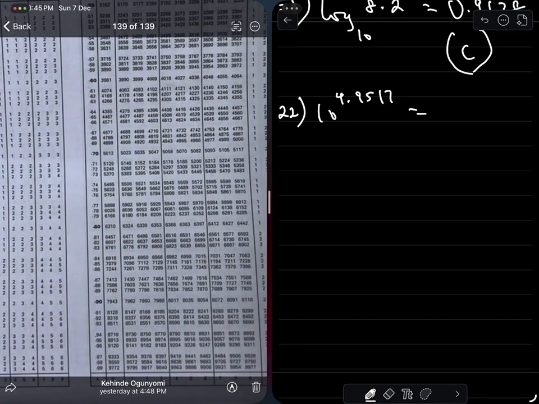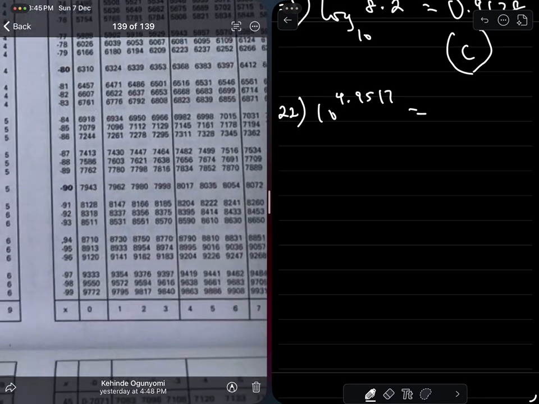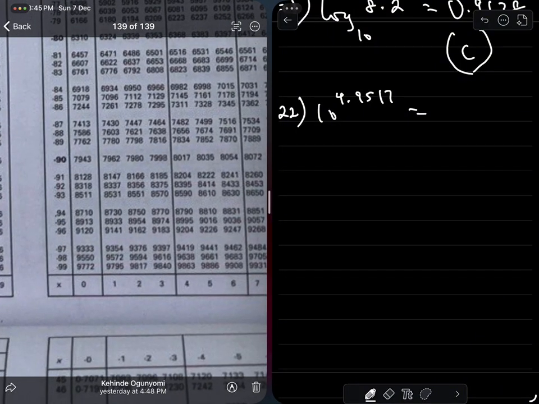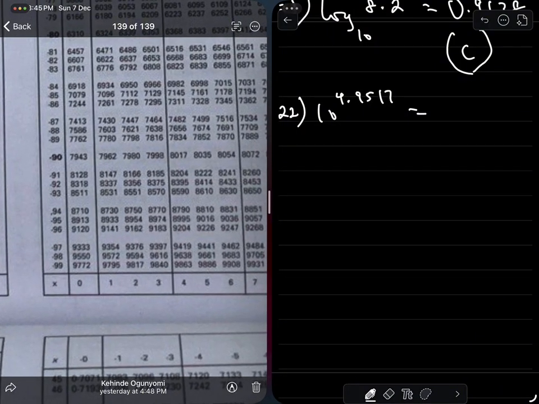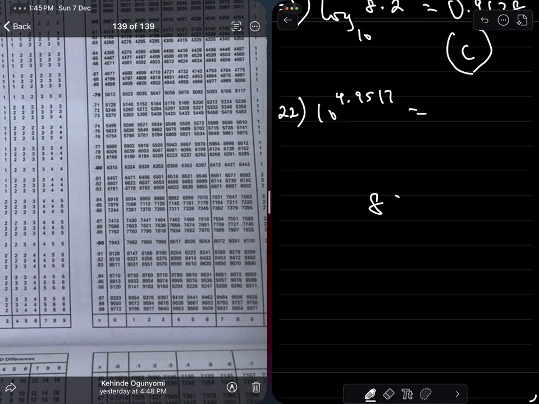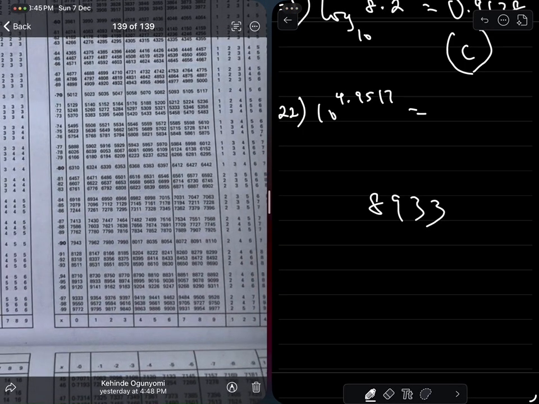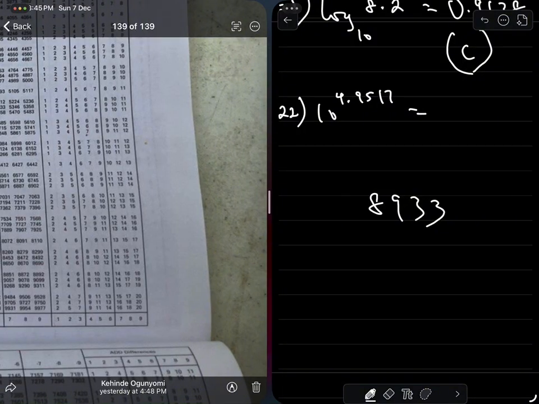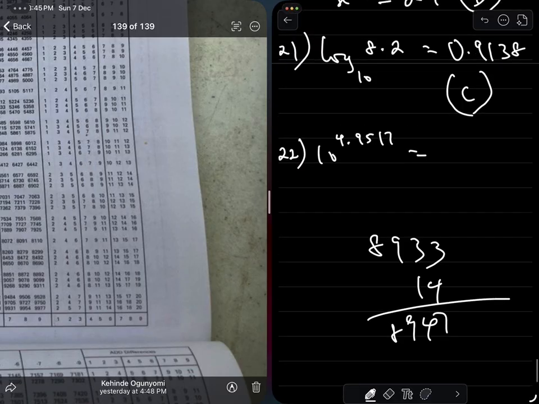What's 95 under 1? 8933. Beautiful. Now let's go to difference 7. What's difference 7? Because we want 95 in the middle. That's 7, 4, 9, 8. Can you see that? And how do I write that?